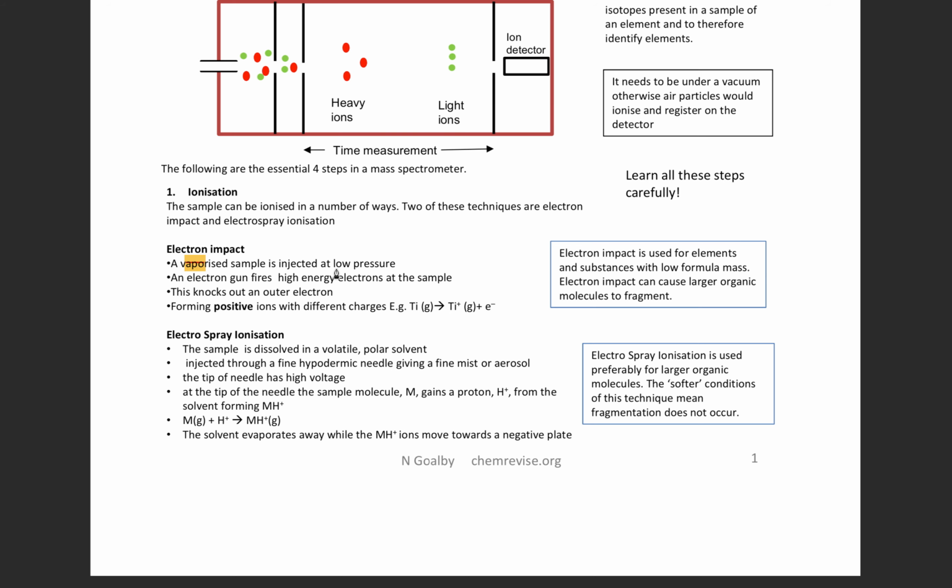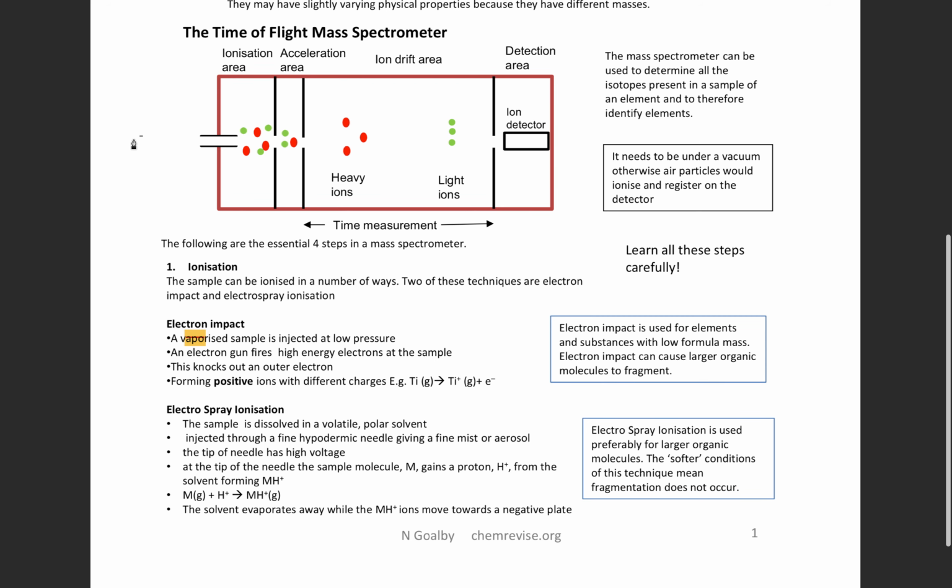So a vaporized sample is injected at low pressures. A vaporized sample would look like this, and it's a gas, of course. So this is technically your titanium, which is injected as a gas at low pressures into your ionization area of the time of flight mass spectrometer. One of these is literally that. Let's put that there, and make it smaller, just more realistic.